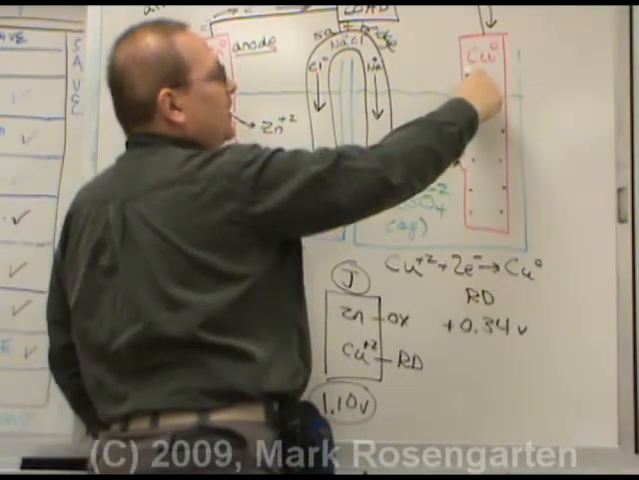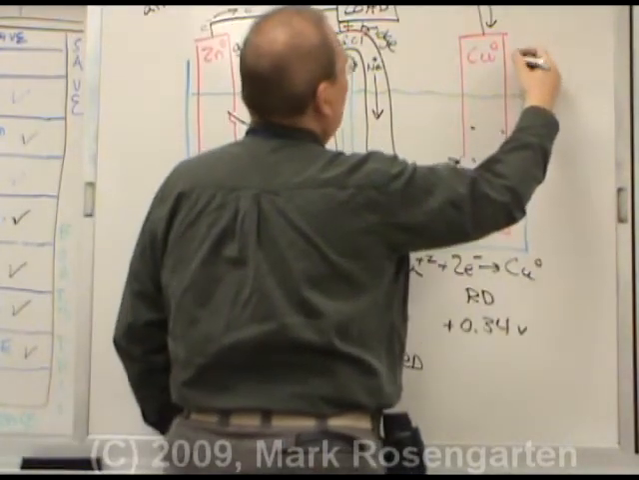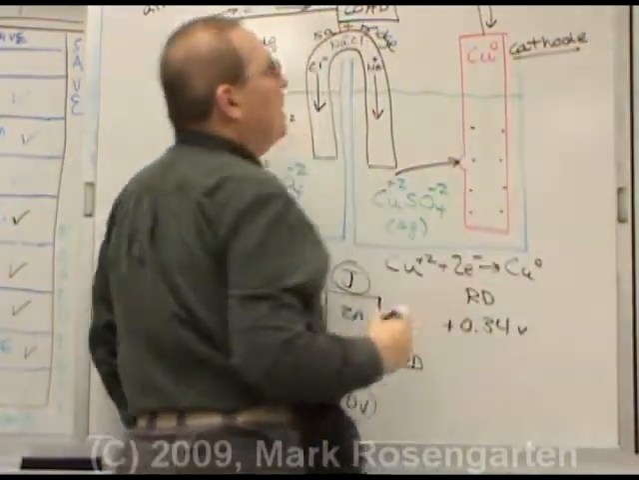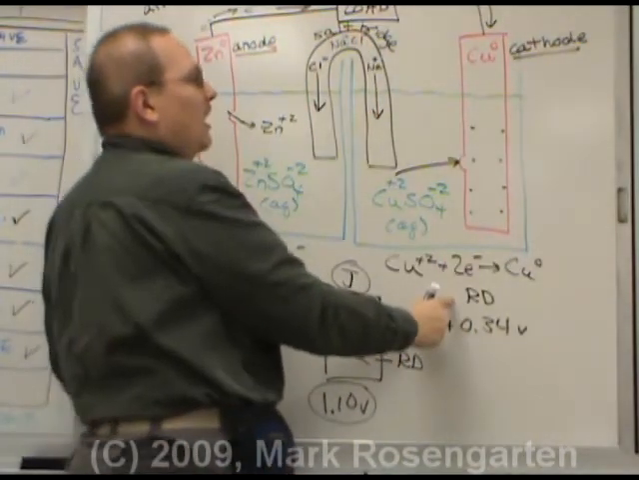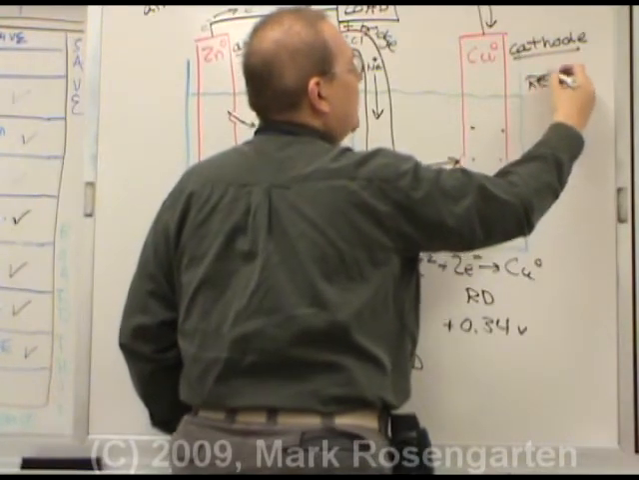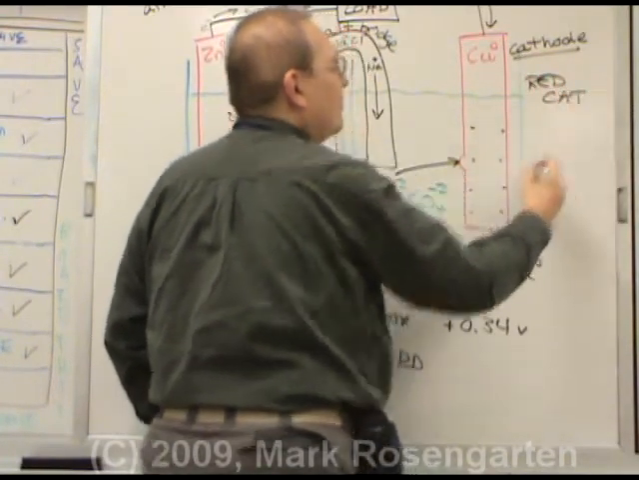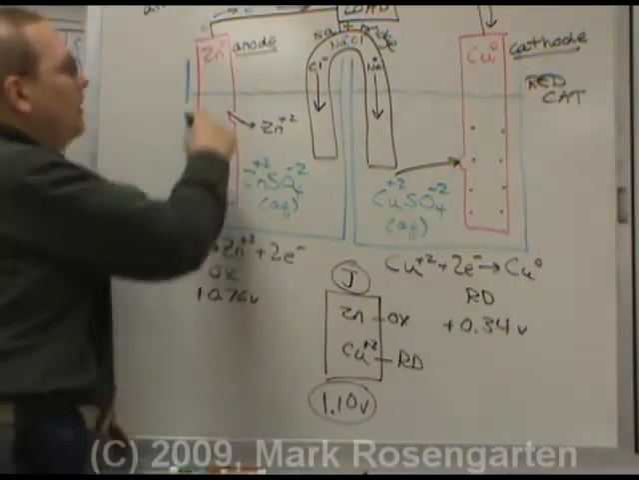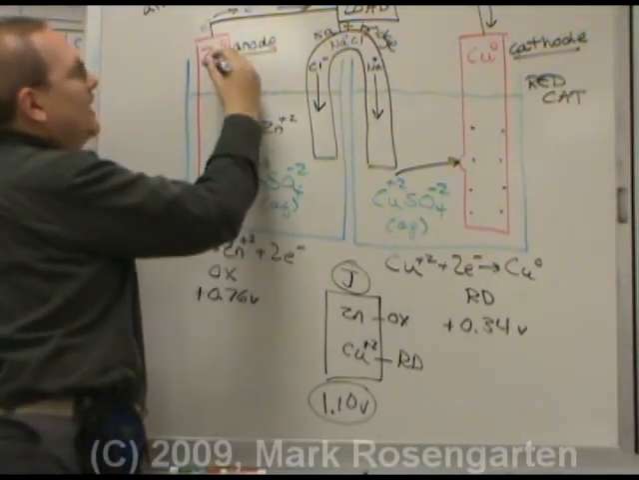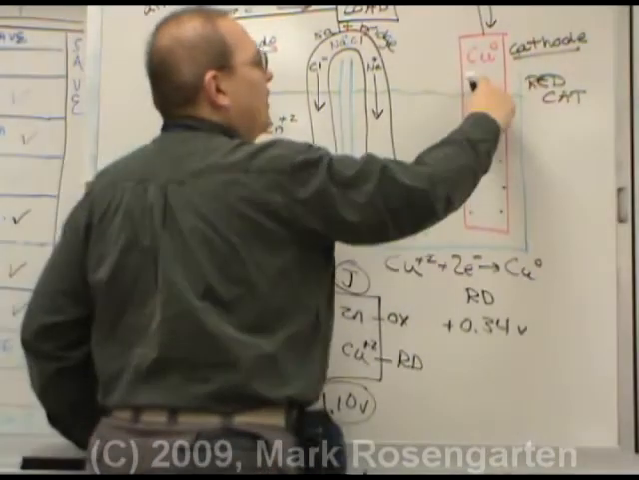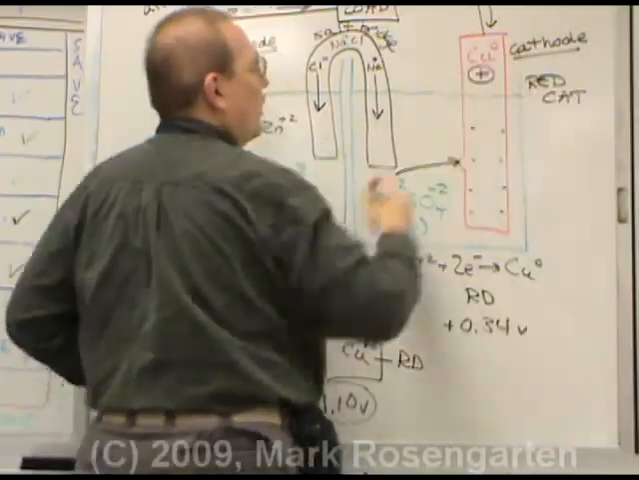Because reduction is taking place here, we call this electrode the cathode. And the way to remember that is reduction takes place at the cathode. Red cat. The anode of our voltaic cell is the negative terminal on our cell, and the cathode is the positive terminal.